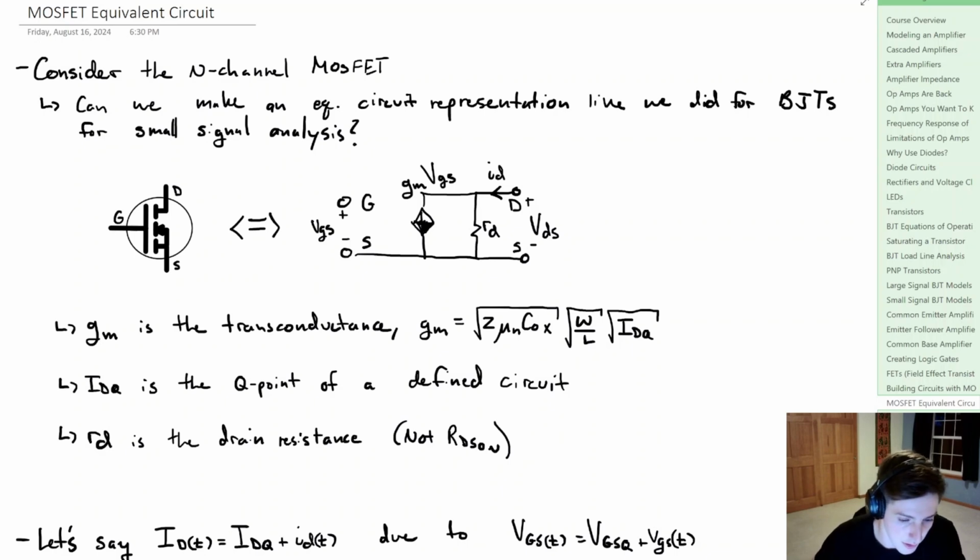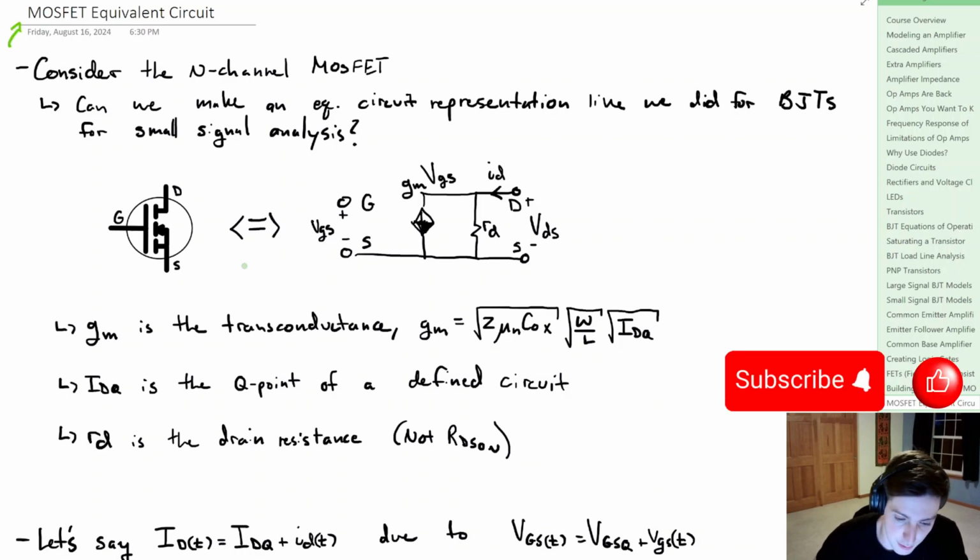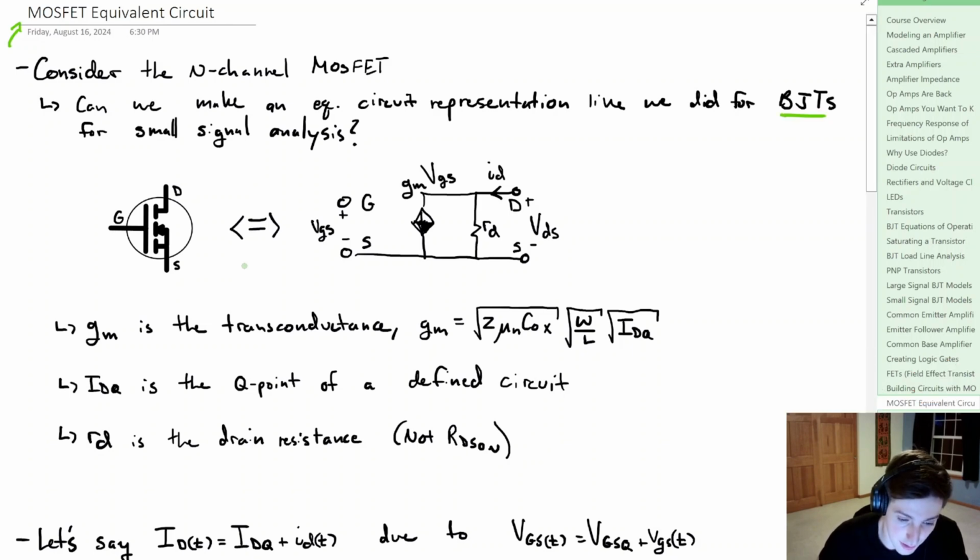We are almost nearing the end of this course, which means we are going to do the same thing that we did for the BJTs, but just finish it up for the MOSFETs. So we're going to make an equivalent circuit model. Now for the BJTs, we know that the equivalent circuit helped us do some small signal analysis.